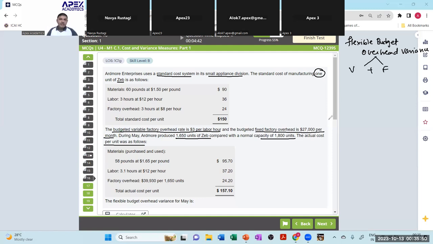Overhead means variable and fixed. So what are we looking at? We are looking at actual overheads versus budgeted overheads.